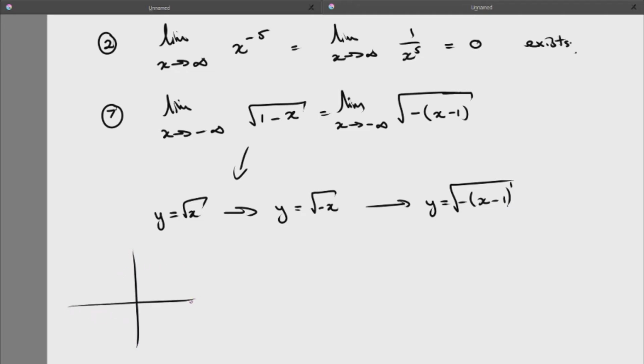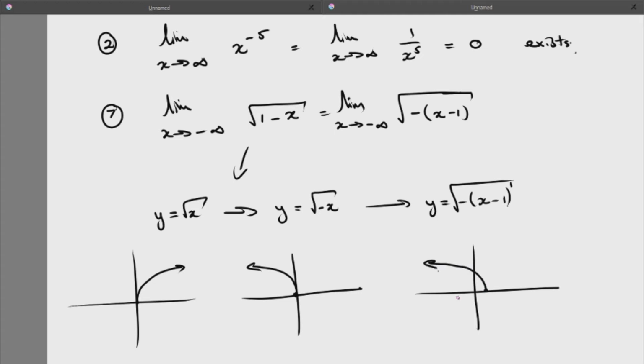What is happening to the graph? I'll do it really fast because it's not a graphing question, it's a behavior question. But I need to visualize what the end result looks like to answer this behavior question. So I have my square root function, sideways half of a parabola. That then becomes reflected horizontally, like that. That then becomes shifted to the right by 1. So this is my end result.